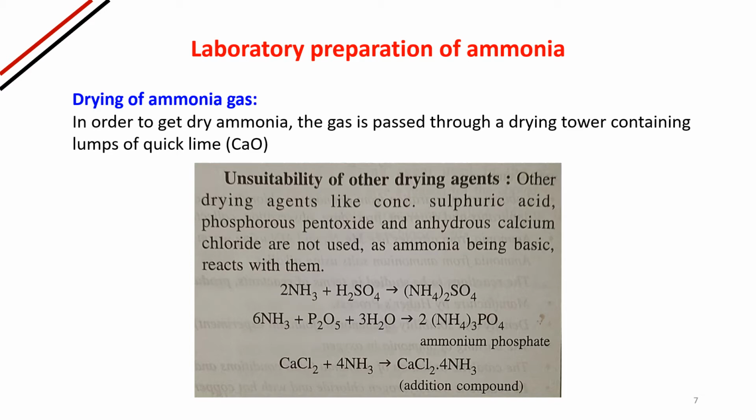See the reaction here. NH3 plus H2SO4 gives you (NH4)2SO4. NH3 plus P2O5, if we take phosphorus pentoxide as drying agent, gives ammonium phosphate, that is (NH4)3PO4. And if calcium chloride is taken, then it reacts with ammonia and gives you an addition product, that is CaCl2.4NH3. So these are not used for drying ammonia gas.